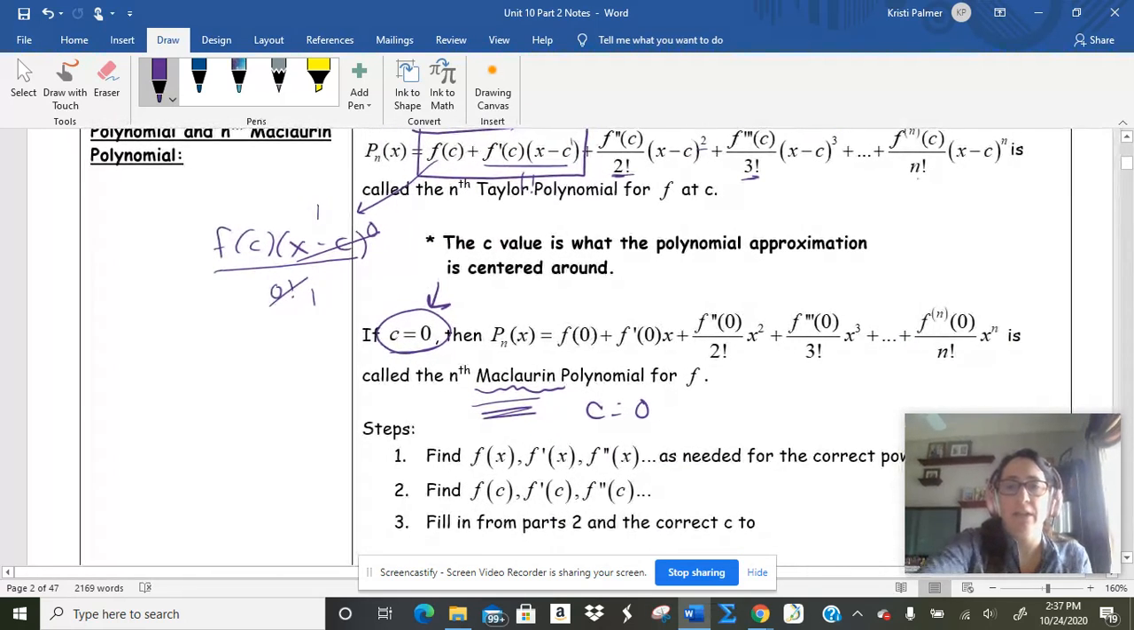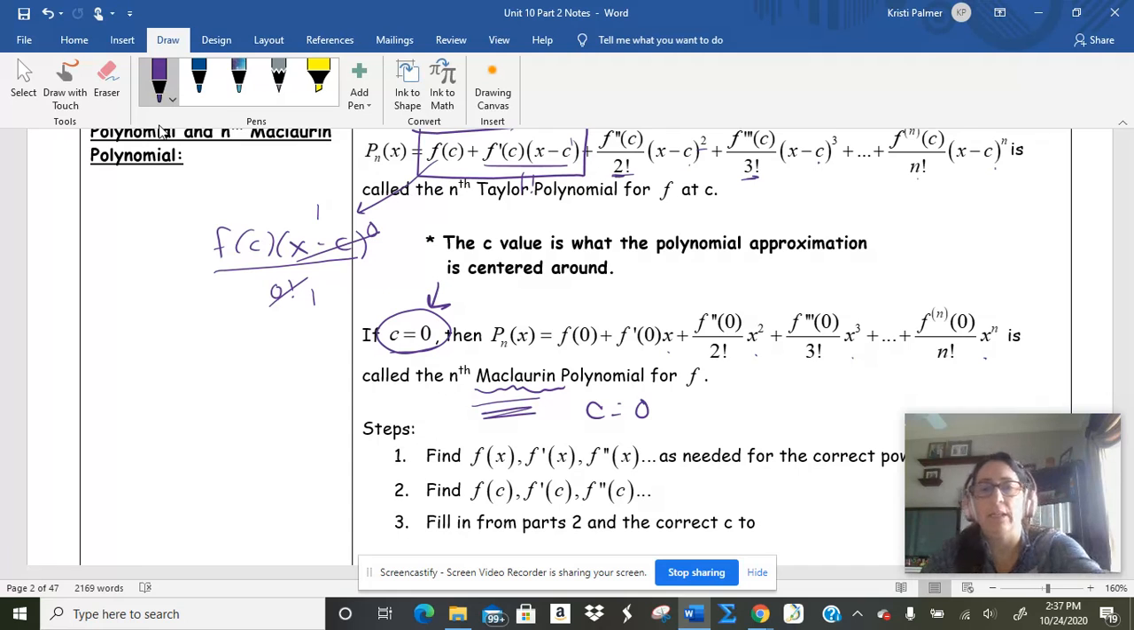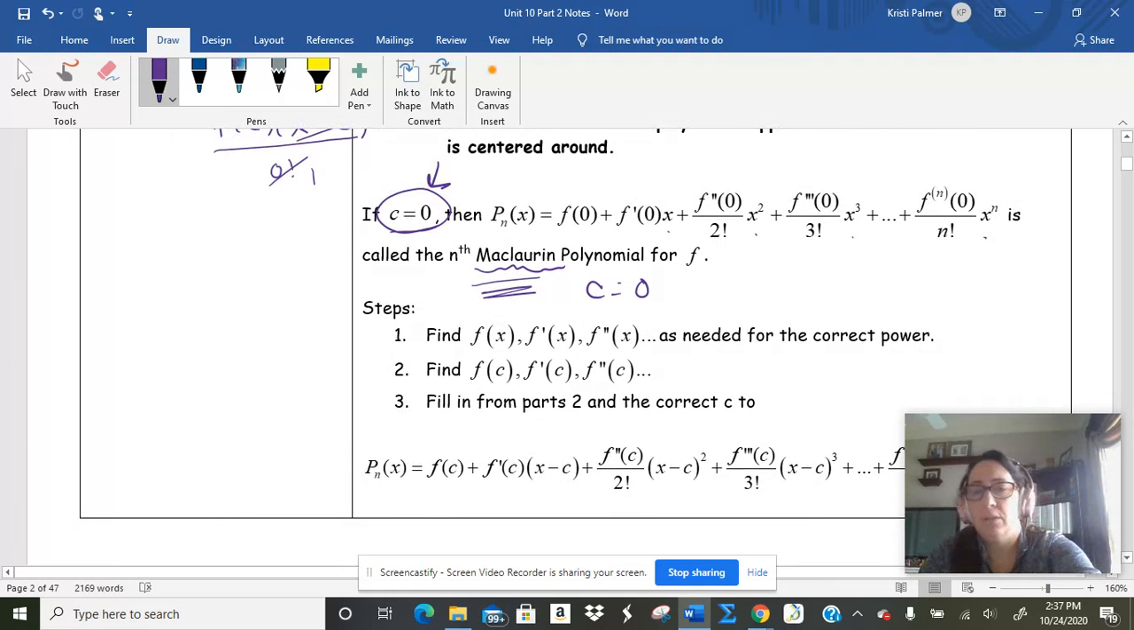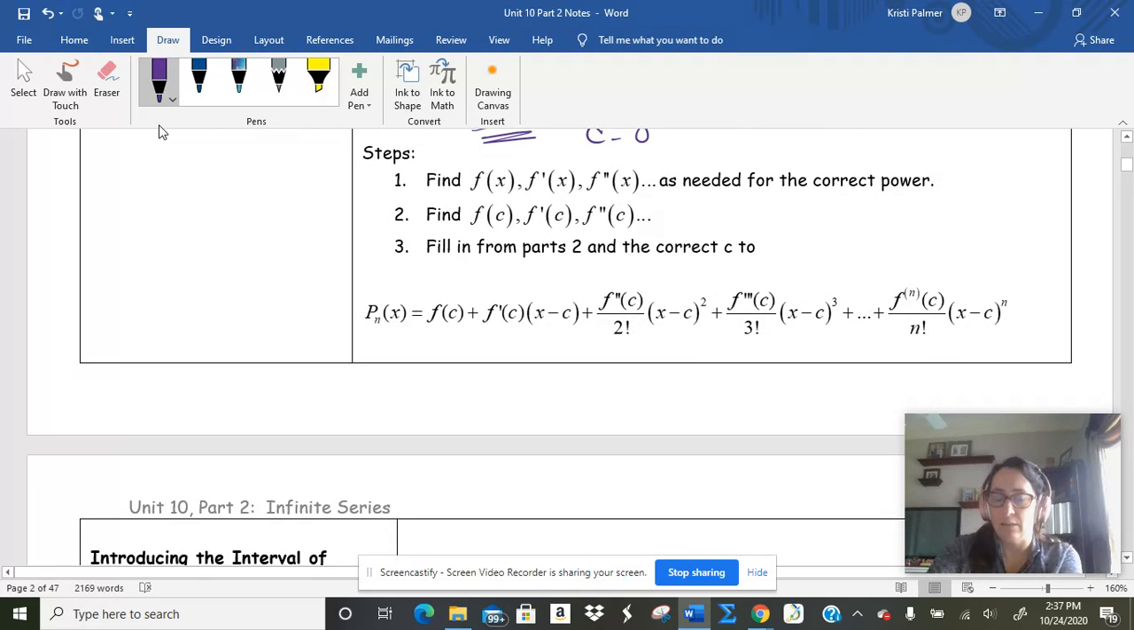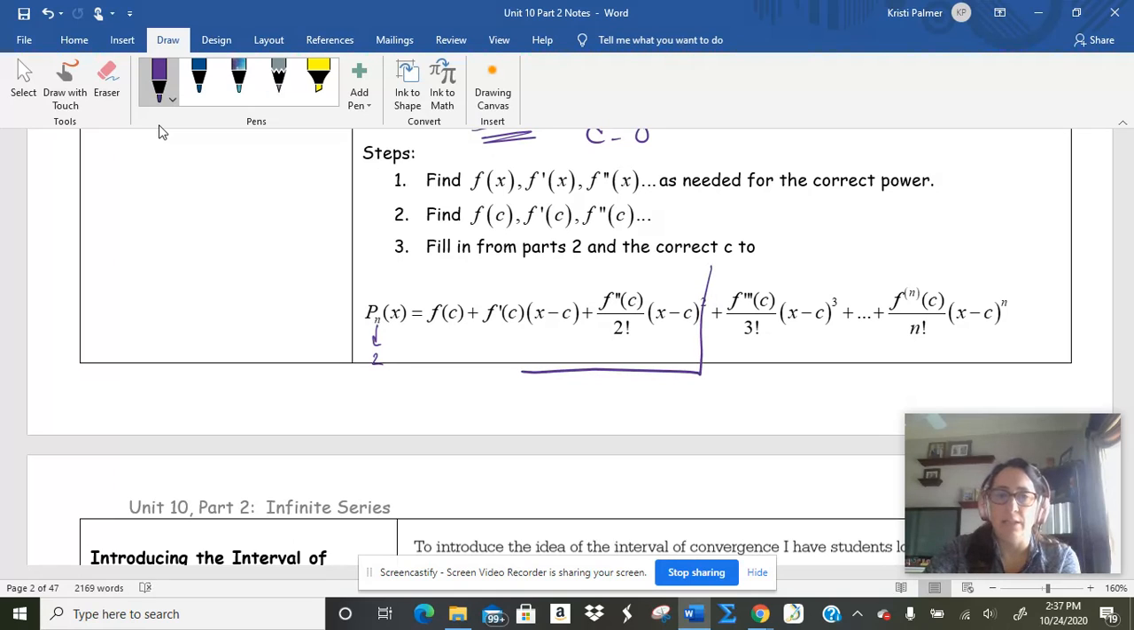And if we're centered at 0, it makes life a little bit easier because all of these c's are zeros, so we don't even have to see them. Okay? So our steps in doing this are to take the derivatives as far as we need to go, plug in those c values into the derivatives to get the outputs, and then use the pattern, use the formula for as far as you need to go. Like if I said go to the second, then I would stop right there. If I said go to the third, then I would stop right there. So that's just a little sub notation to let you know where you're going to.